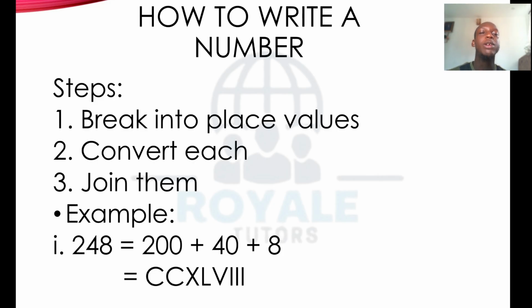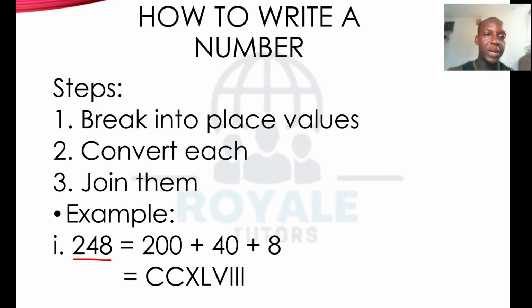So how do we write a number? What are the rules that guide writing a number? The first rule is that you break it into place values. If you need help with the concept of place value, kindly check our YouTube video. There's a very detailed video on place value. Make sure you check it out if you're having any issue with it. The first thing is you break it into place values, then you convert each of them from the Indo-Arabic to the Roman number system. Then when you're done, you join them. So the first example we have is, how do I write 248 in the Roman numeral system?